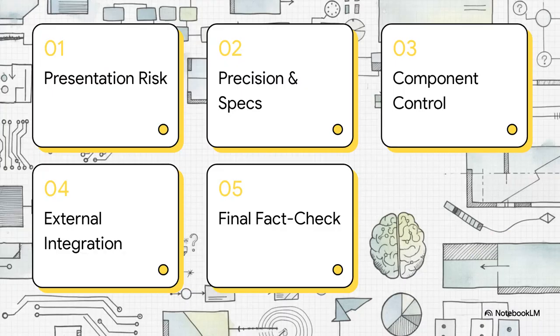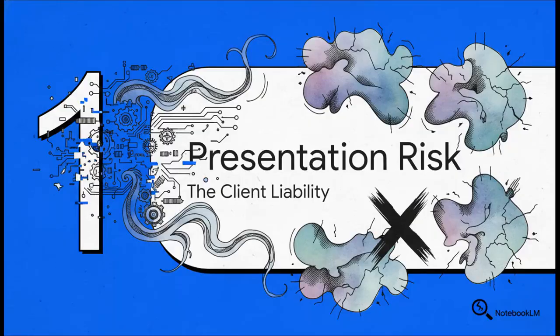So here's our structural roadmap for today. We're going to hit 5 key areas. First, the presentation risk. Second, precision in specs. Third, component control. Fourth, external integration. And finally, number 5, the final fact check. Okay, let's dive right into section 1, the client presentation risk.